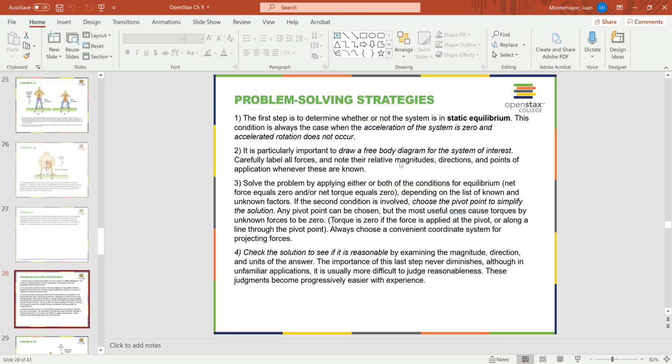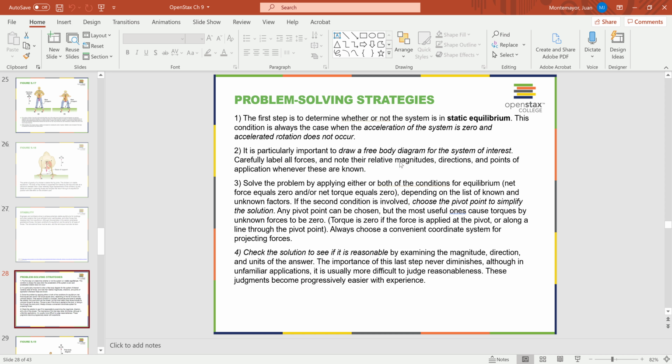So just like the example that we did, 9.1, where we chose the pivot point to be on the actual balance. So that means our torque on the pivot point was zero because our radius was zero. That was a convenient thing that we did.